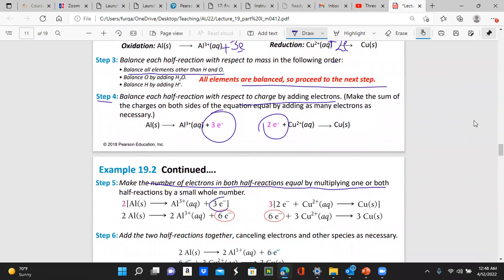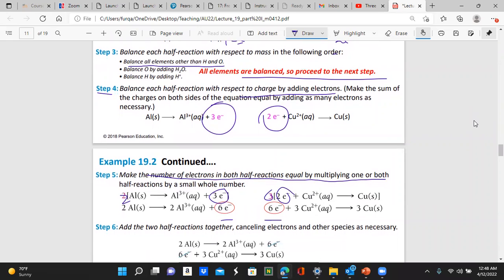We had 3 electrons here, so we had to multiply it by 2 to make it 6. We had 2 electrons here, so we are multiplying it by 3 to make it 6. At the end, we have the similar number of electrons on both sides, and both sides mean both half reactions. Okay, and because we are multiplying the equation, we are multiplying the entire equation. We just cannot multiply the electrons only. We have to multiply the entire equation. And that's why we have 2 aluminum and 2 aluminum here and 3 copper and 3 copper here.